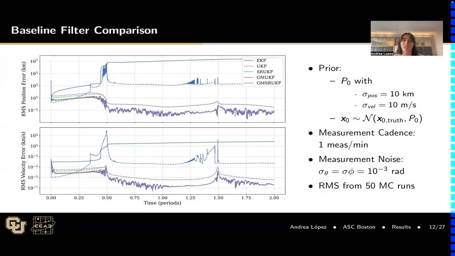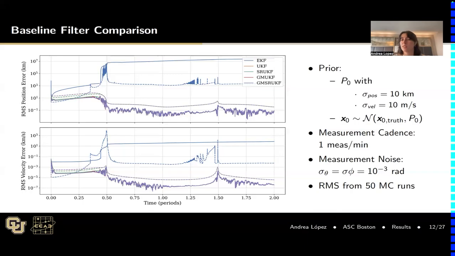And for each one of the results that I'm showing, we ran 50 Monte Carlo runs. So in this image on the left is the RMS position error and the RMS velocity error, with the dashed lines being the 3 sigma bounds. And we can see how the EKF is diverging, and it's not really doing very well at representing our state. All the other filters perform pretty much the same, and it's more or less what we would expect for the baseline case.